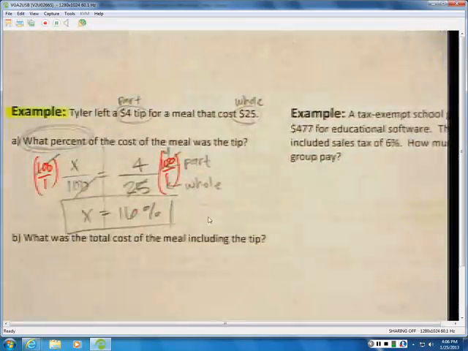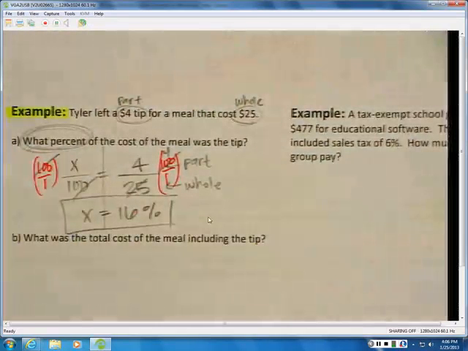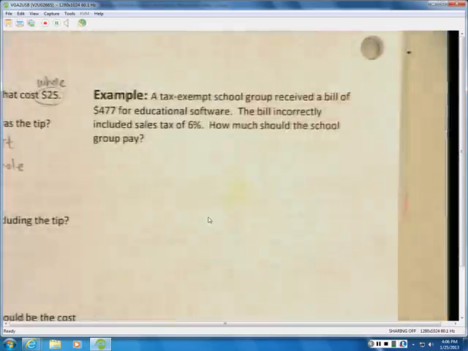And then check your answer and make sure it's reasonable. Is 16% a reasonable tip? Yeah. So probably your work was done correctly. And it was my work, so I could vouch that, yeah, it was done correctly. The example on the right here, hit pause really quick and read that.